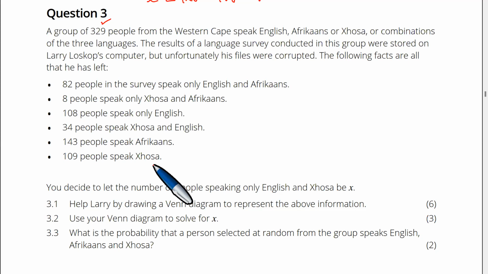Now, we are asking the question: you decide to let the number of people speaking only English and Xhosa be X. Help Larry by drawing a Venn diagram to represent the above information. Right, let's draw a Venn diagram. So we're going to help Larry. Right, here's the Venn diagram.